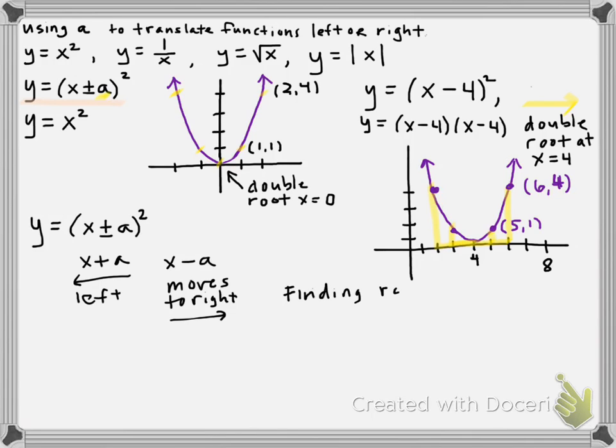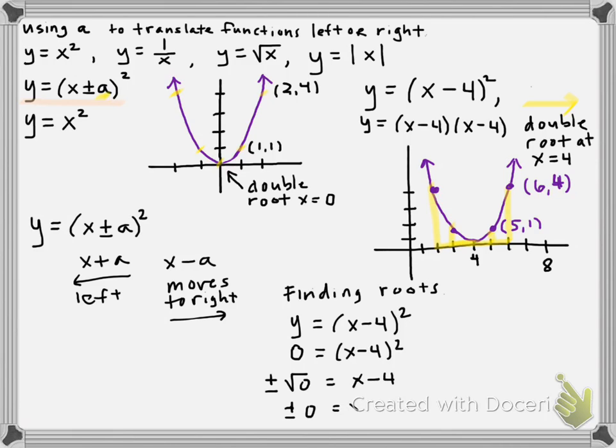So now I wanted to talk a little bit about finding the roots. I told you that we had a root at 4, but how do we know we had a root at 4? One of the things to do in order to find roots is you're going to set the y value equal to 0 and then solve. So we'll square root both sides, go to plus or minus 0, we'll bring the 4 over to the other side, and there it is.